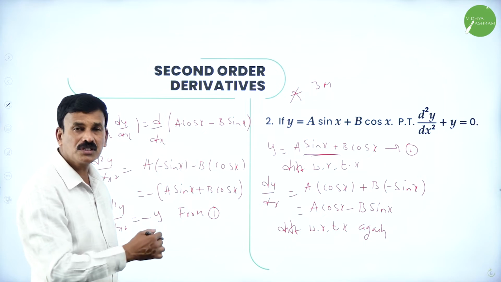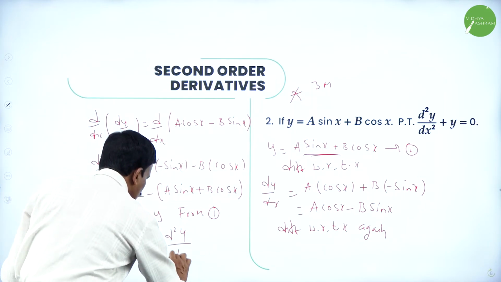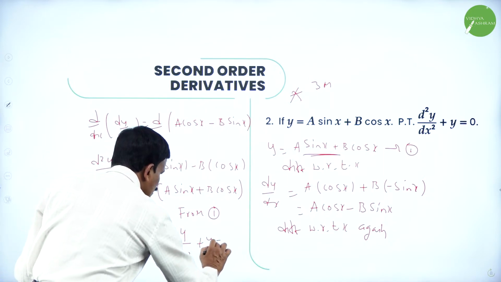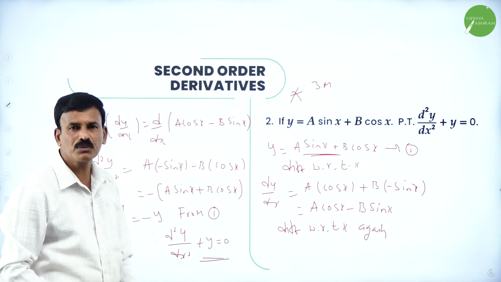Now transfer y to the left hand side. Therefore d square y by dx square plus y is equal to 0, which is the required answer. That's it. Very simple problem.